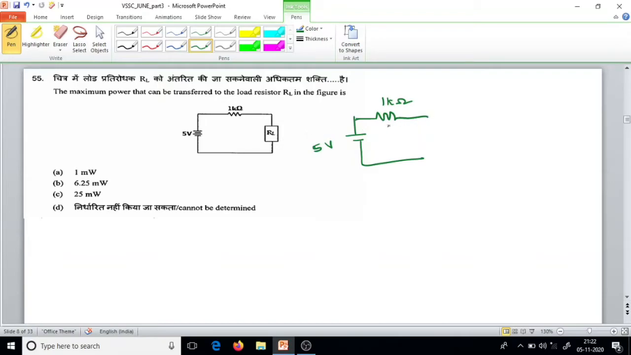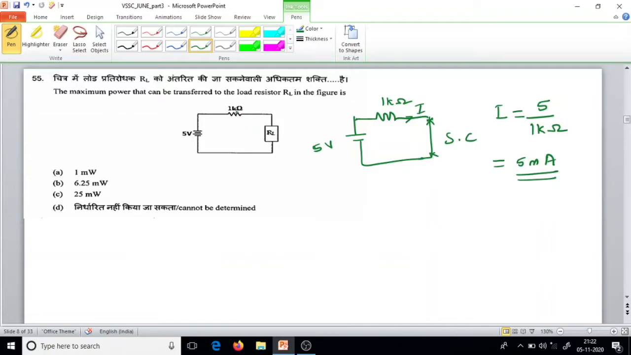So now what I will do: the maximum power can transfer when the circuit is shorted. This is the RL, I have replaced it with a short circuit. So now the maximum current should flow, but this resistor limits the current. What will be the current? This is the current I which can flow in this circuit. I equals 5 volt divided by 1 kilo ohm, so that will be equal to 5 milliamps of current maximum it can flow.